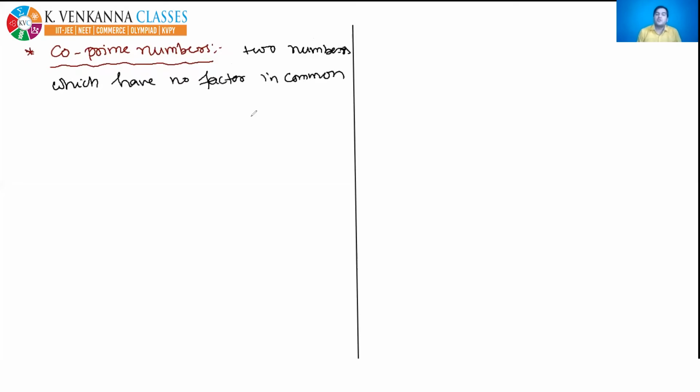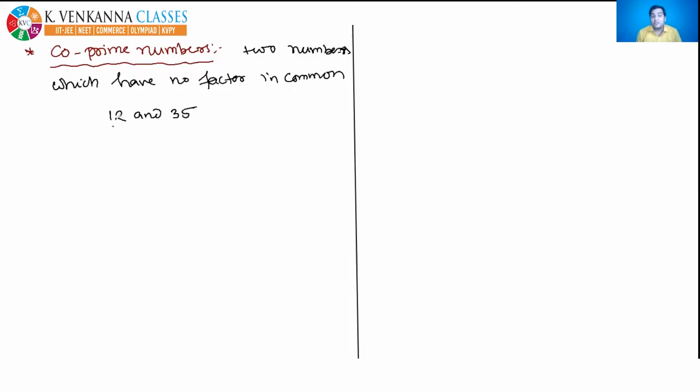Okay, those are co-prime numbers. It is not necessary that these two numbers are prime. They can be composite numbers. The necessary condition is the two numbers must have no factor in common. For example, 12 and 35. I am talking about 12 and 35.